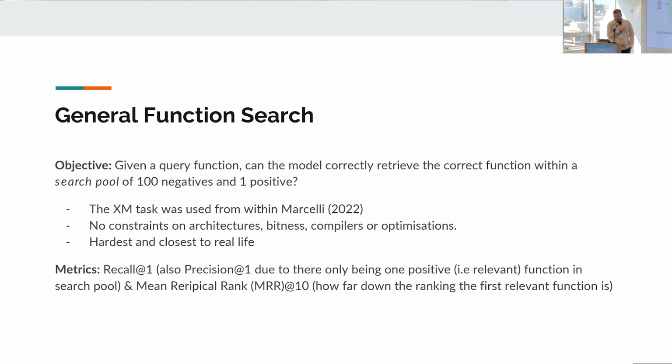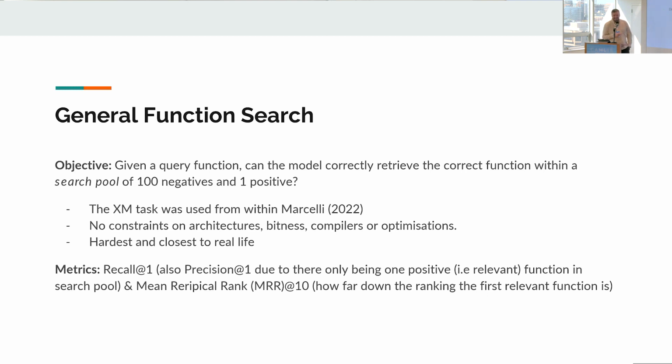Experiment-wise, the first experiment was just a general function search. The objective there is, given a query function, can we search across what's known as a search pool, where there's 1 positive function and 100 negative functions? The task within the Marcelli et al. paper is called XM, and this has no constraints on bitness, architecture, or compiler at all. So it's basically real world, like you're not necessarily sure what you're going to go up against.